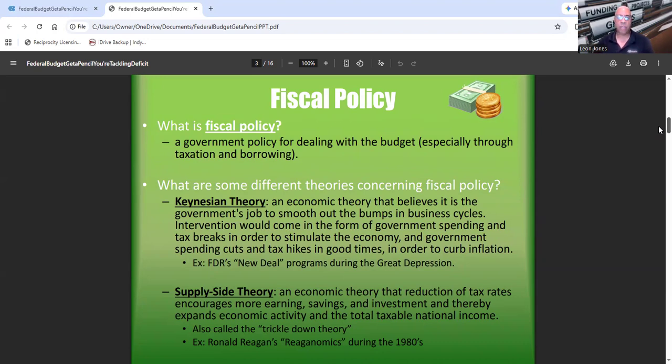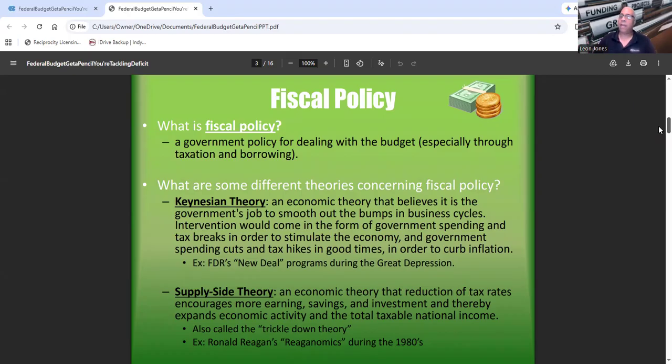You have your Keynesian theory. The Keynesian theory is an economic theory that believes it is the government's job to smooth out the bumps in business cycles. Intervention would come in the form of government spending and tax breaks in order to stimulate the economy, and government spending cuts and tax hikes in good times, and that's to curb inflation. Again, that's called the Keynesian theory.